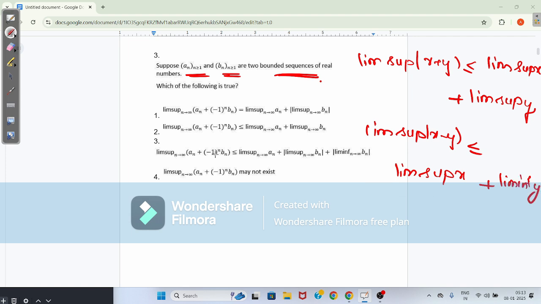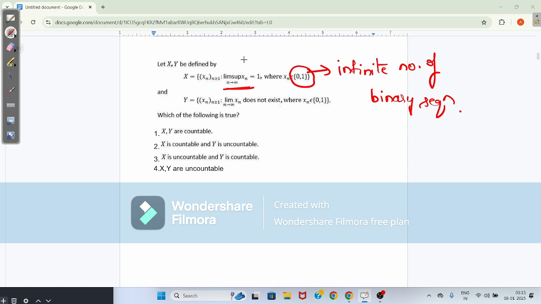Now here, minus 1 has been given, so the limit supremum and limit infimum are given here. So option 3 is the correct option here. In this sequence, this limit appears a finite number of times, so the x value is uncountable.